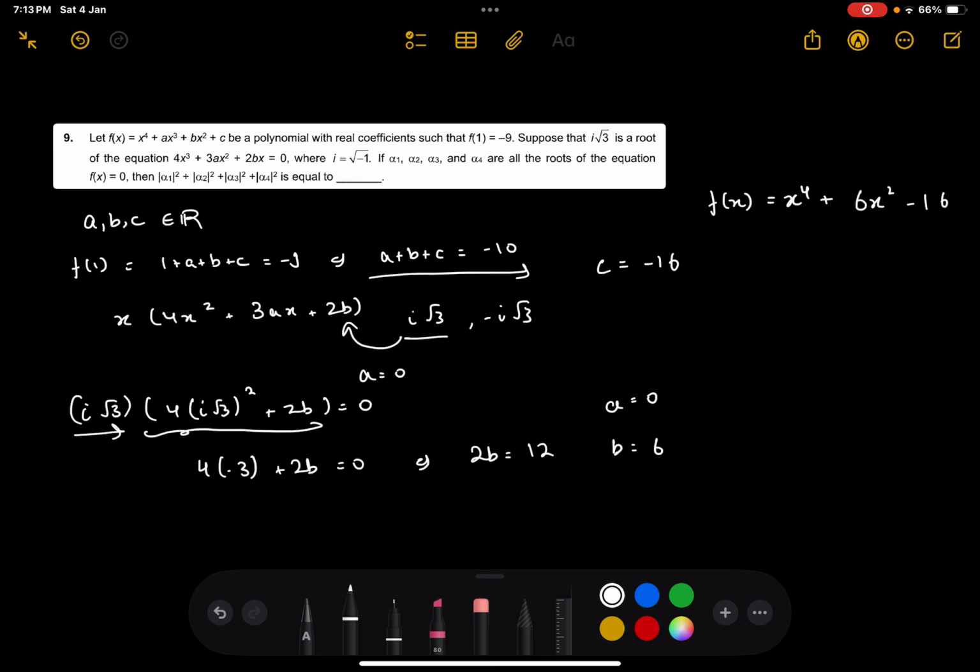And the roots of this equation, so x square, to satisfy it, x square must be -6 plus minus under root of b square 36 plus 4ac 64, upon 2, which is -6 plus minus 10 by 2. So x square is equal to 2 or -8.